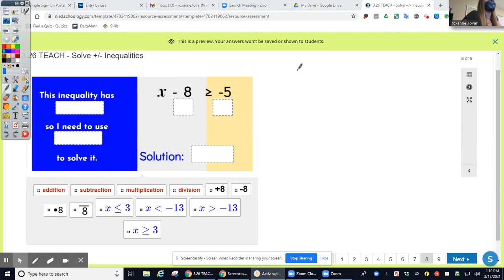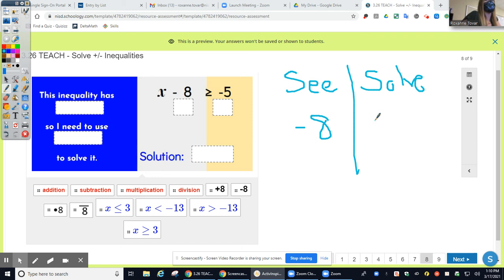All right, again, we're going to write our see and solve. What is it that we see we are doing? And we're going to solve by doing the opposite. So here we have x minus 8, or x -8, is greater than or equal to -5. So what we see is a -8. So how we're going to solve is an add 8. So we see subtraction. We're going to solve with addition.